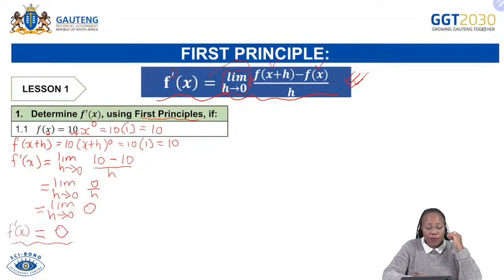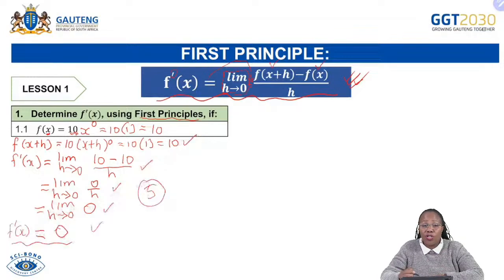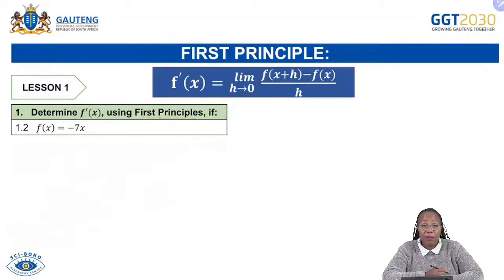Mark allocation for this one is 1 mark for f at x plus h, second mark for substitution, the third mark for simplification for the 0, and the final mark. So the first principle is 5 marks minimum, grade 12. So you'll be having your 5 marks, and this question is in all your technical maths question papers. You'll be finding it on your prelim and on your final exam.